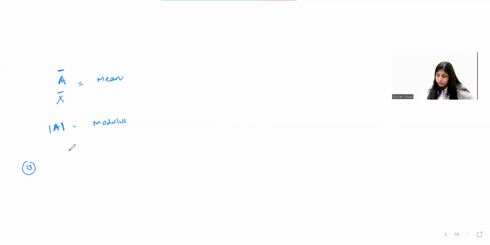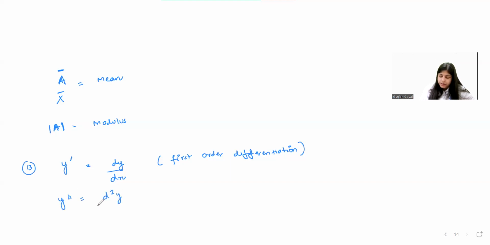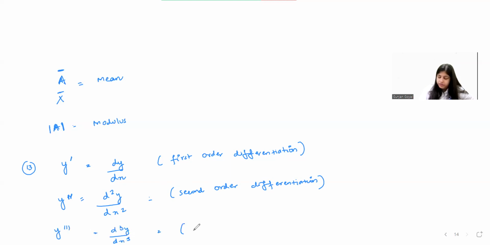Then we have y dash, which is equal to dy by dx, my first order differentiation. If I put a double dash, that means d square y by dx square, which is my second order differentiation. And these dashes keep on increasing as I move further. You put three dashes for third order differentiation.